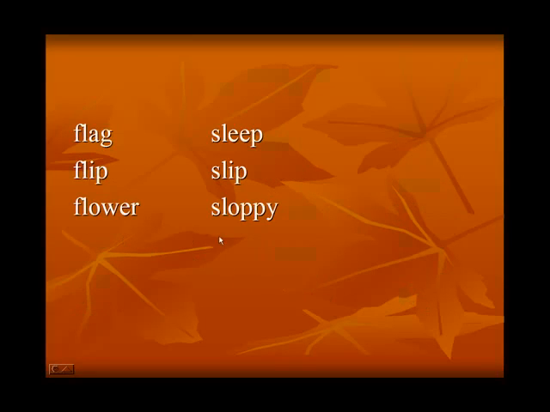Let's try the FL and SL combination. Flag. Flip. Flower. Sleep. Slip. Sloppy.